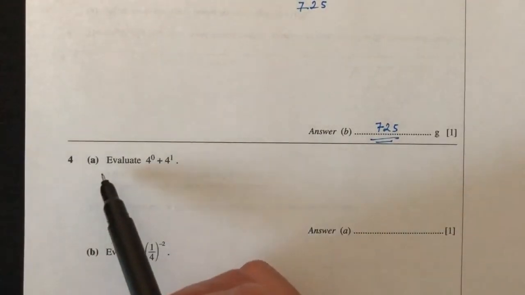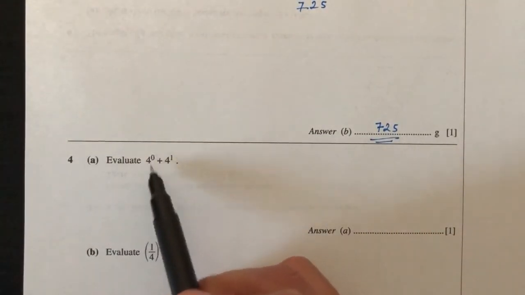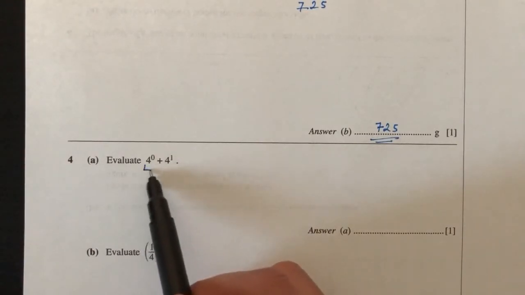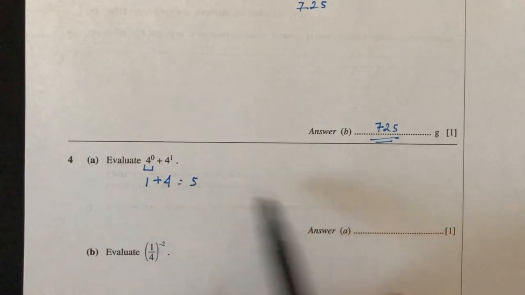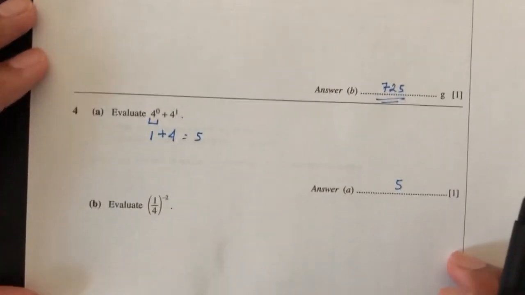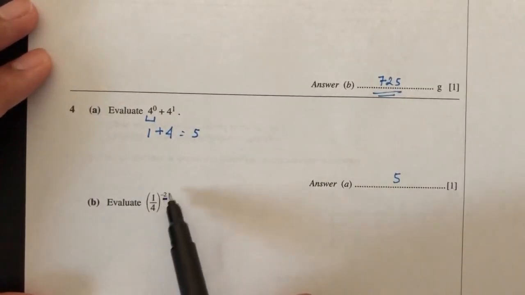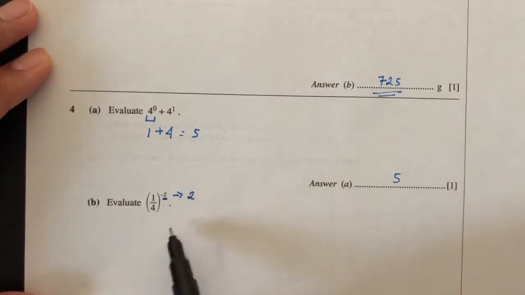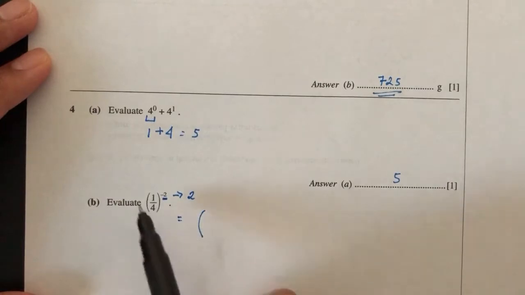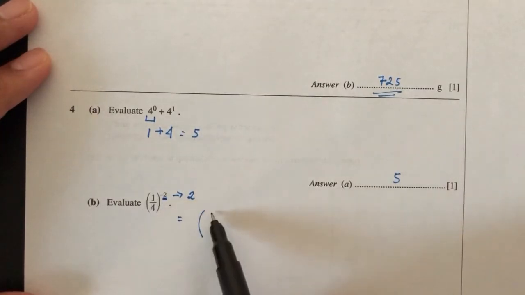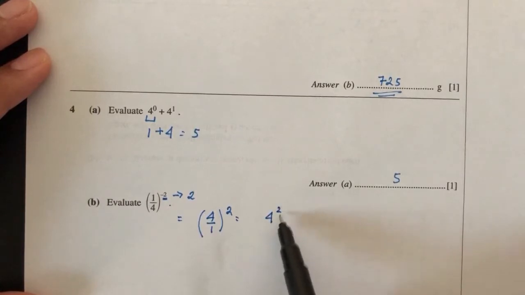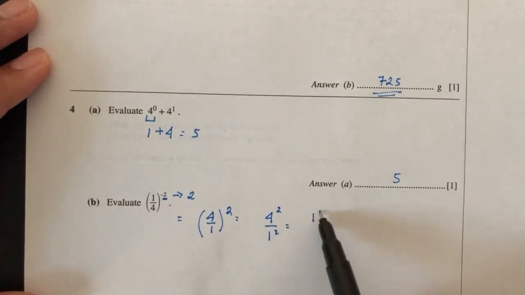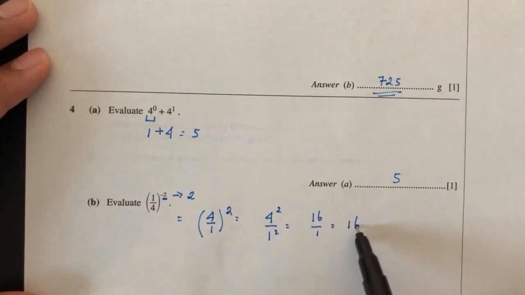Part A, evaluate 4 power 0 plus 4 power 1. So anything power 0 is 1, plus 4 power 1 is 4. That will be 5. So here, as you can see, the power is negative, so we first have to convert this to positive 2. So how do we do this? We have to invert the inside upside down. Becomes 4 over 1, and this becomes 2. That will be 16 over 1, which is 16.